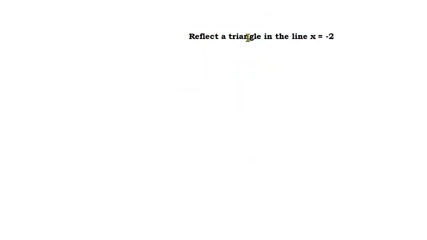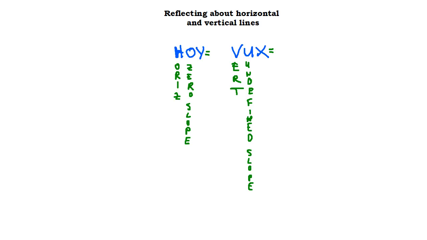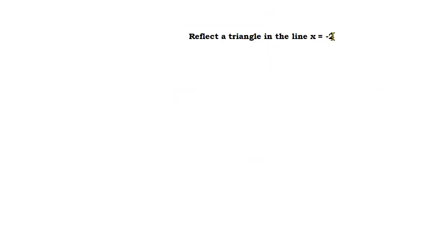So we are going to reflect a triangle in the line x equals -2. Now, just to refresh our memories, let's take a look and see how we can figure out what this means. X equals -2. It says that if x equals, we're going to have a vertical line. Vertical lines, hopefully you recall, go up and down, and horizontal lines go from side to side. So in this case, we're going to have a vertical line. It's going to go up and down, and it's going to be at x equals -2. So let's try it.